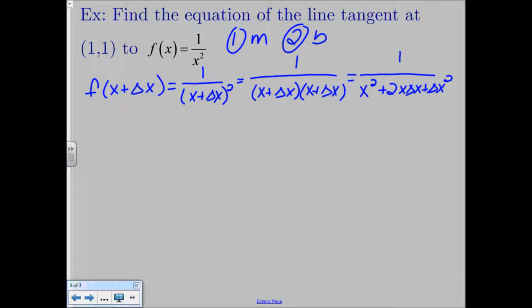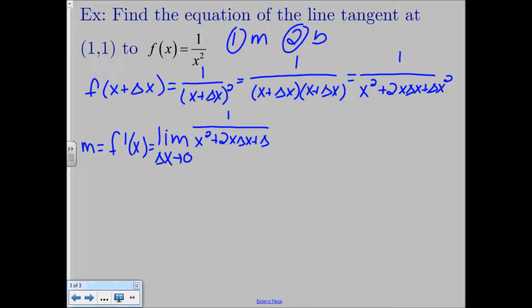Now we're going to find our slope. Our slope, or our derivative, is going to be equal to the limit as delta x approaches 0 of f of x plus delta x, or 1 over x squared plus 2x delta x plus delta x squared, minus 1 over x squared, all over delta x.